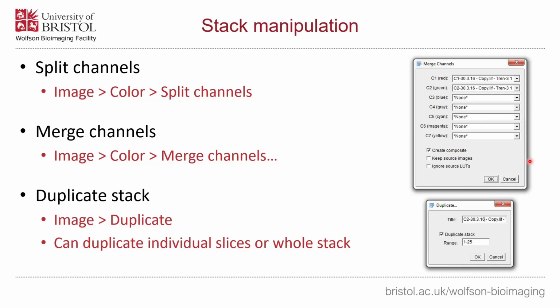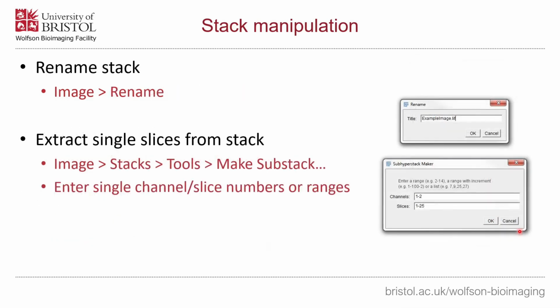Another handy feature of ImageJ is being able to duplicate stacks. You can do this with Image, Duplicate. This is going to be useful for the worksheet because as we're going through, it's useful to either make physical file saves or just duplicate the stack before you apply filters and thresholds, in case you decide that what you've done you don't like and you want to go back. Other useful things are the ability to rename the images, so that's Image, Rename, and also to be able to extract subsets of your hyperstacks or your 3D stacks.